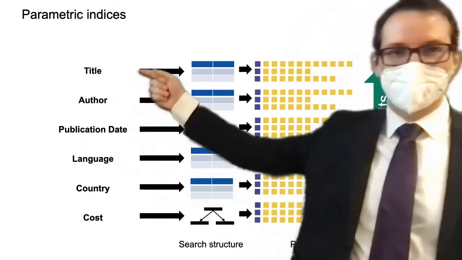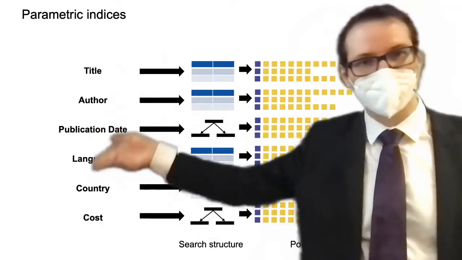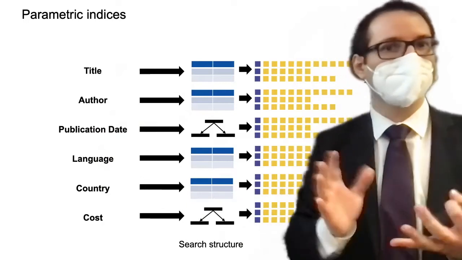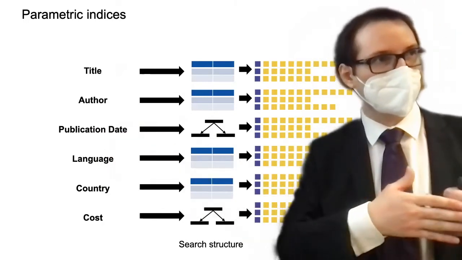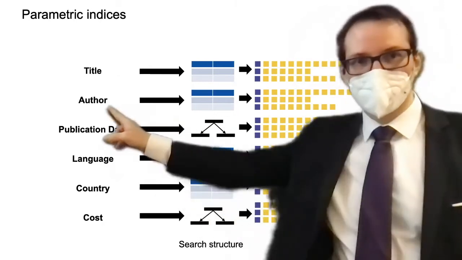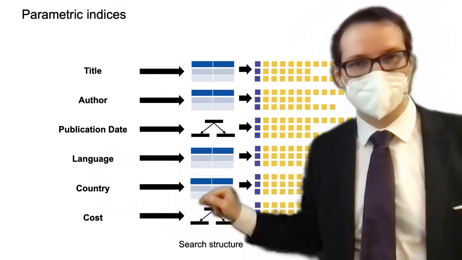And that's it. So then we can have an index on every one of the fields, right? The title, the author, the publication date, the language. Of course, you know that depending on the type, for a date, you can use a B+tree because there's an order, right? But if you have something that doesn't have an order, like a language, then you could use a hash index, for example, right?